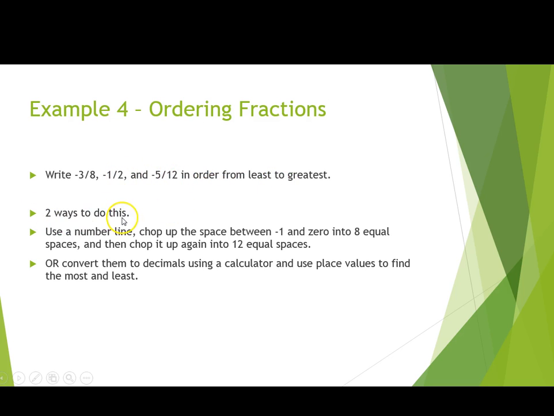There are two ways to do this. The first is using the number line, chopping up the space between -1 and 0. All of these numbers live in between -1 and 0 on the number line, somewhere on here, but we don't know where yet. So we're going to chop up the space into portions and see if we can figure out which one's greater and which one's least. We have to be kind of accurate doing this method.